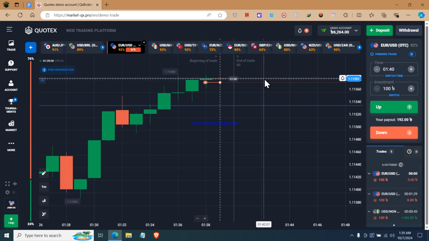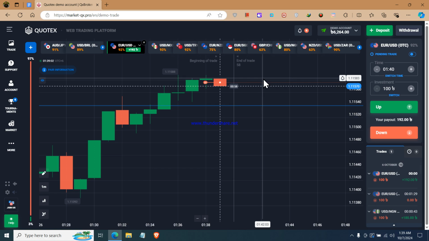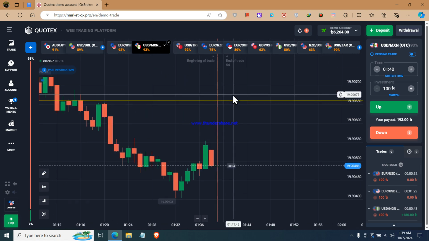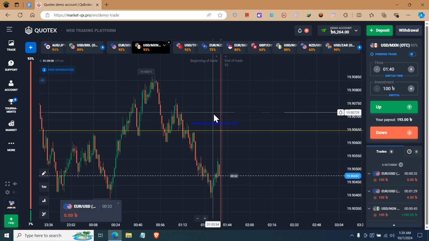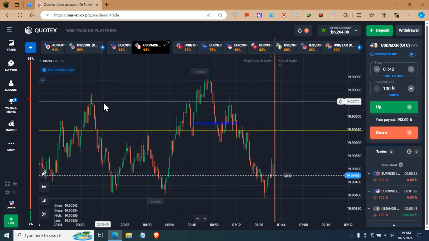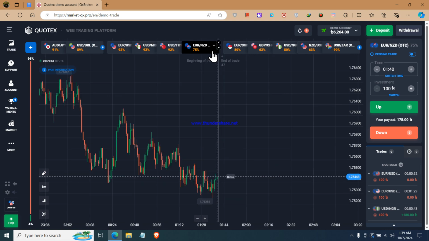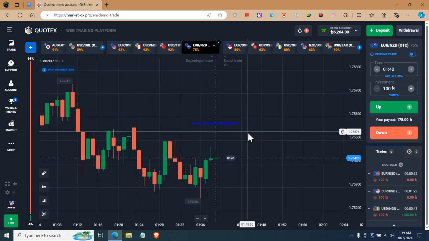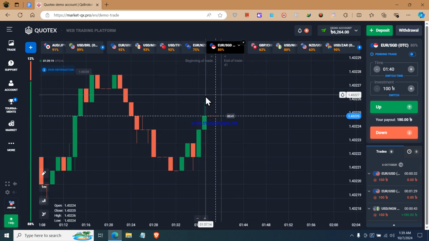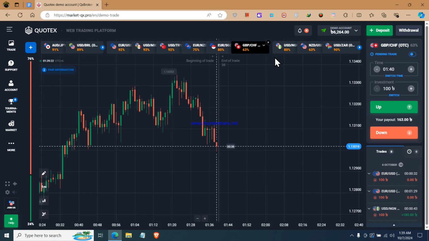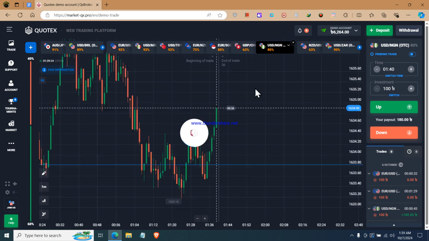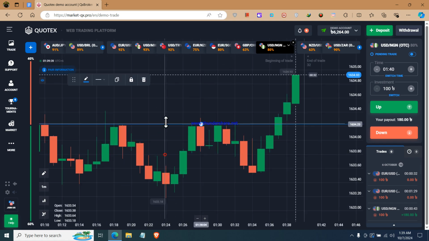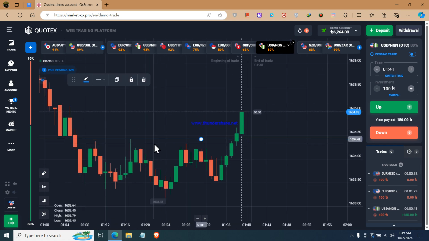Okay, so it became a green candle. Let's trade on another chart because I don't understand what the hell is going on in that chart. Okay, let's trade on this candle on this chart.